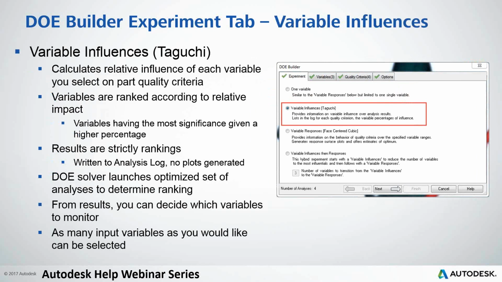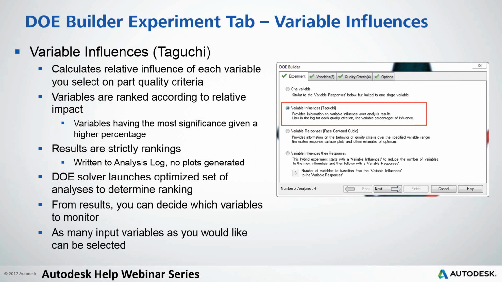The second option here is the variable influences or the Taguchi. Variable influences DOE calculates the relative influence of each of the variables that you're interested in on the part quality criteria that you select. The variables are ranked according to their relative impact, with those variables having the most significance given a higher percentage than those that have less. Since these results are strictly percent rankings, they're written to the analysis log and no plots are generated.